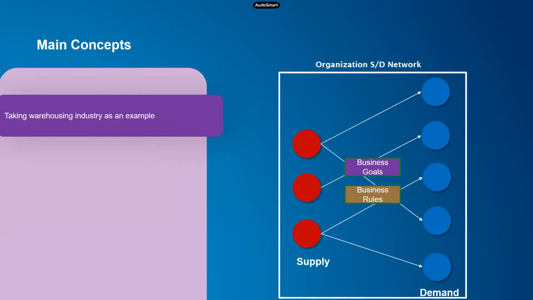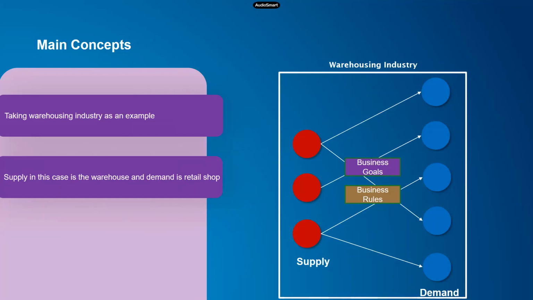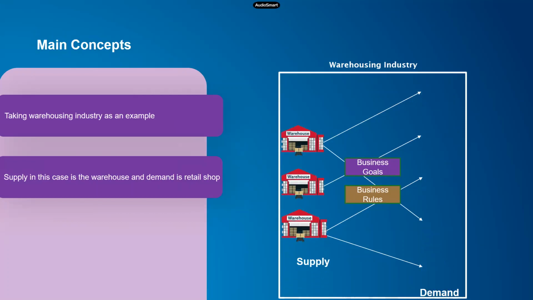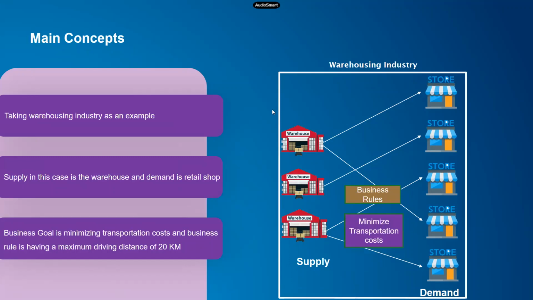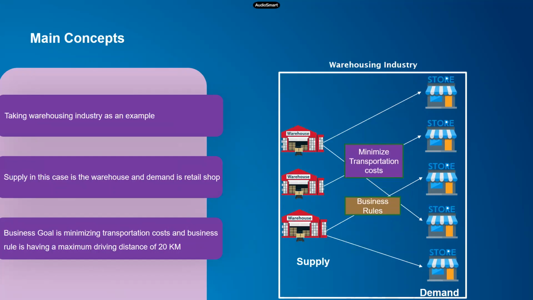So let's take the warehousing industry as an example, just to explain the concept. In that case, our supply is the warehouses, and the demand are the stores. Our business goal could be minimizing transportation costs and having a maximum driving distance. That's our business rule, setting a maximum driving distance for our trucks. So here's our goal, and here's our rule. We need to apply this goal and rule to get a set of rules to run our business.